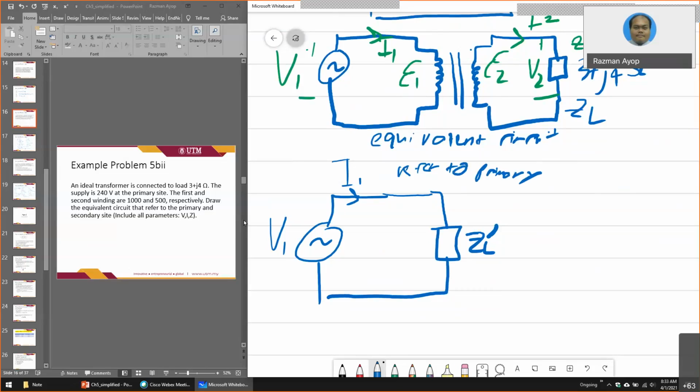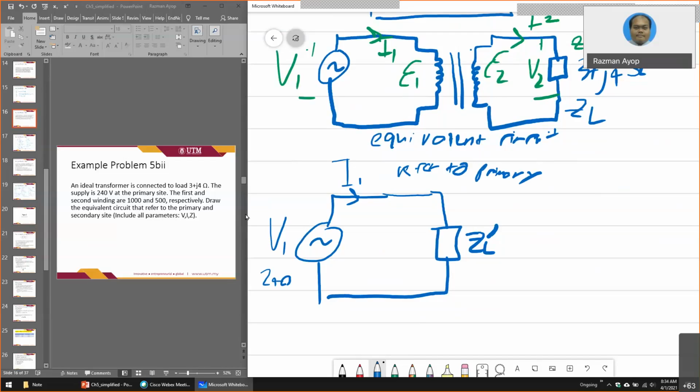Okay, we cannot just leave it like this because we have to calculate actually. So V1 is usually 240. If they give the value, make sure you calculate. Okay, V1 is 240. I, you don't know. ZL, you don't know also. So how to calculate this?